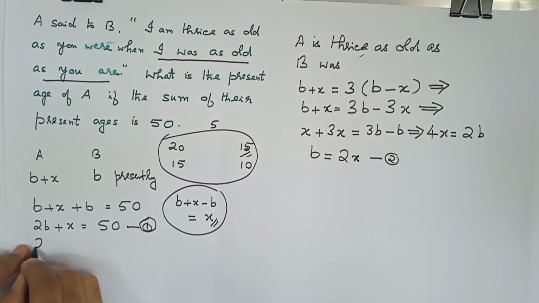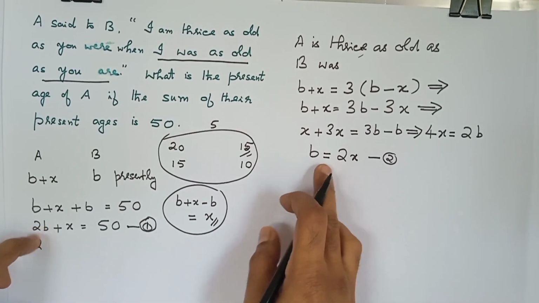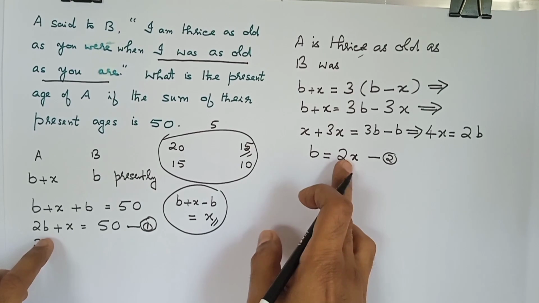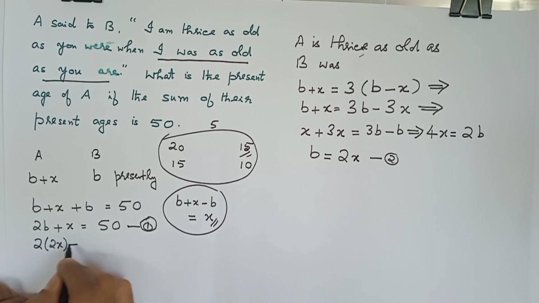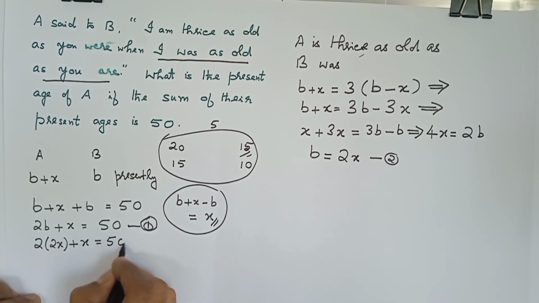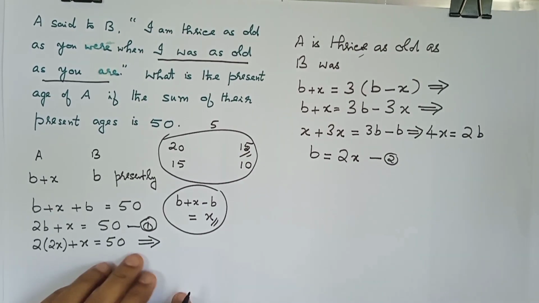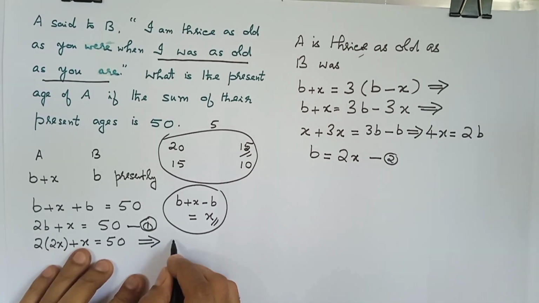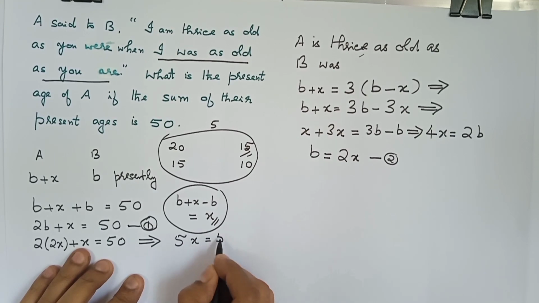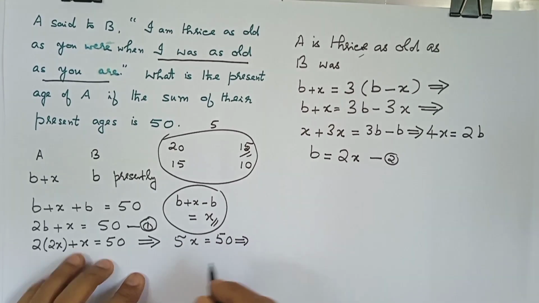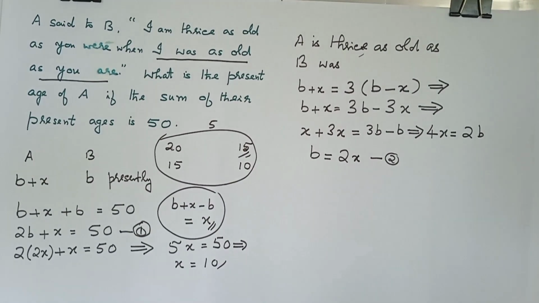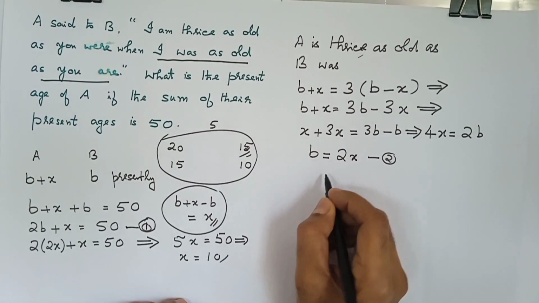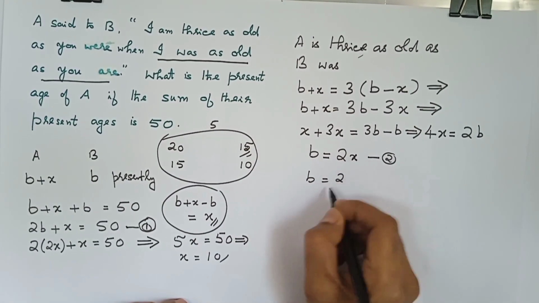Our aim is to get rid of B. So B is equal to 2X. Write that here instead of B, 2X plus X equal to 50. This implies what? This is 4X plus X, 5X. 5X is equal to 50. This implies X is equal to 50 by 5, 10. So we have found out the value of X. So if you know the value of X, what will be B? B is equal to 2X. So B will be 2 into X. This is 10.